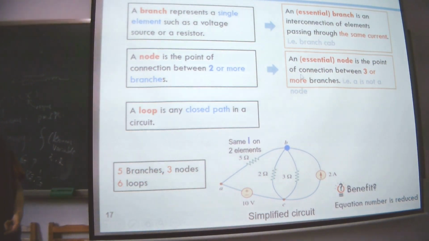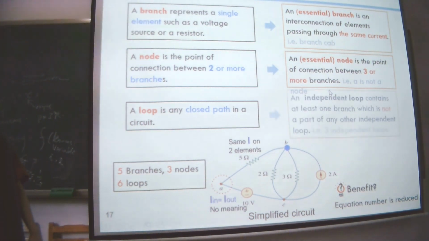Three or more branches. Yes. Because in this one, a branch is a connection of elements passing through the same current. And a node is a point connecting three or more branches. Because you can see here, the input equals the output. So the equation has no meaning for us, right?